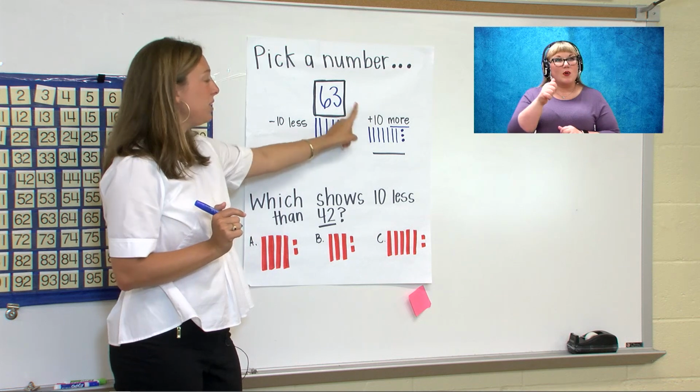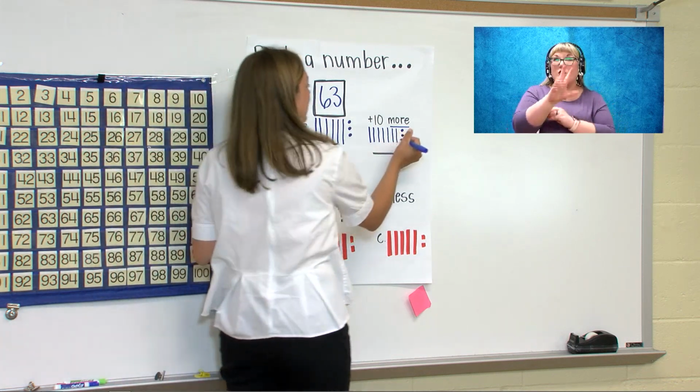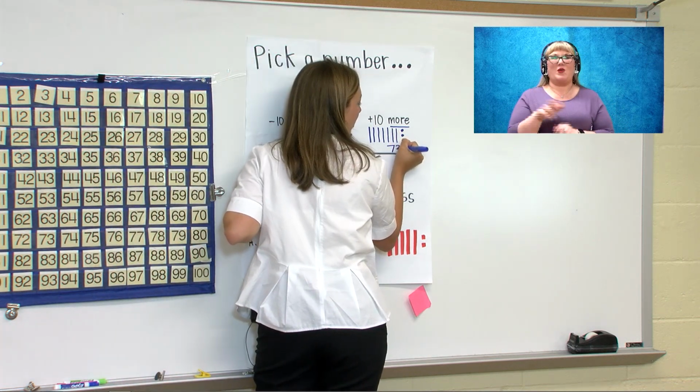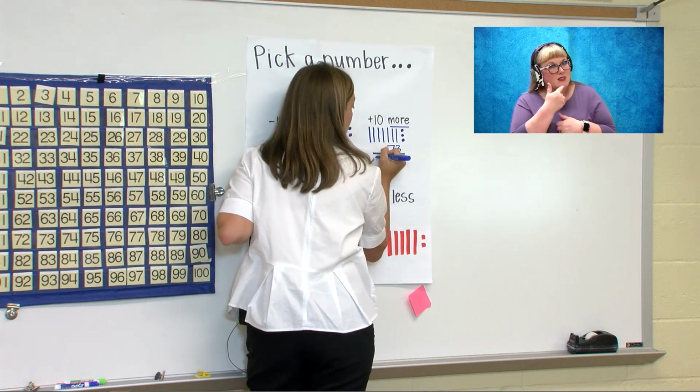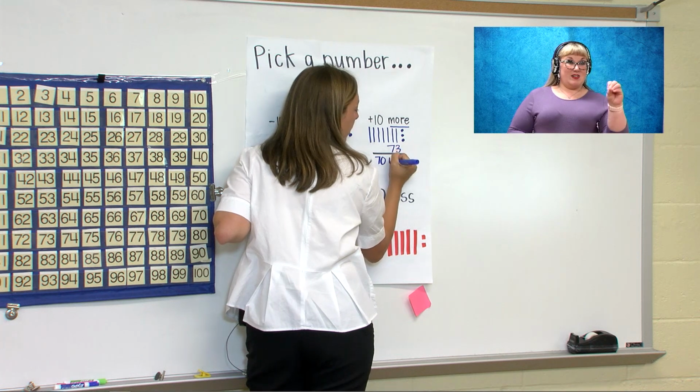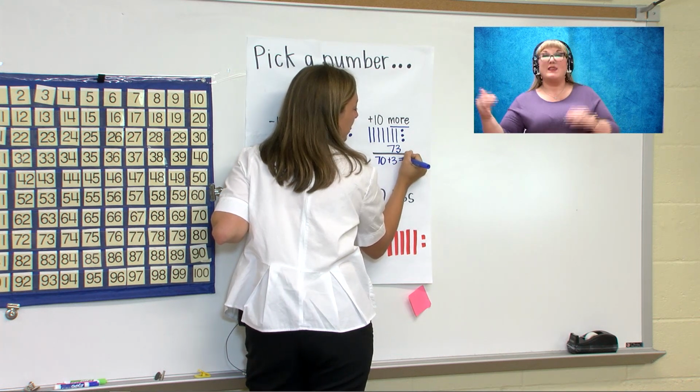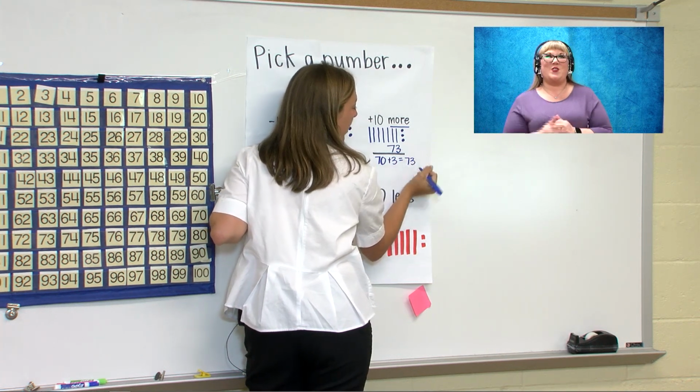10 more than 63 is 73. That's also saying 70 plus 3 gives us 73.